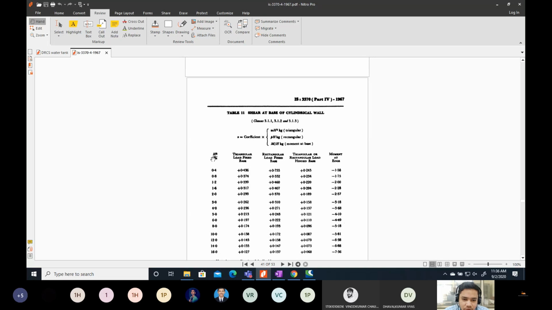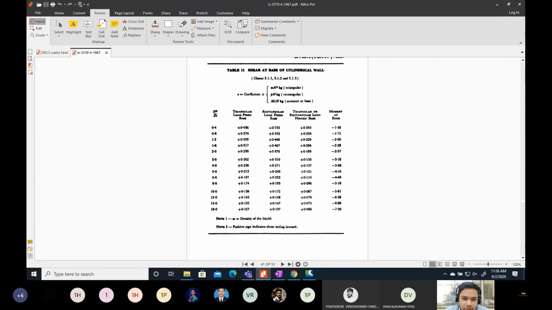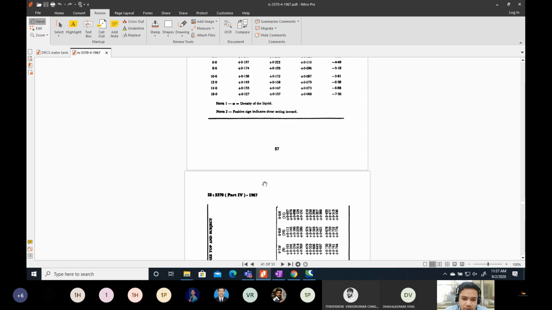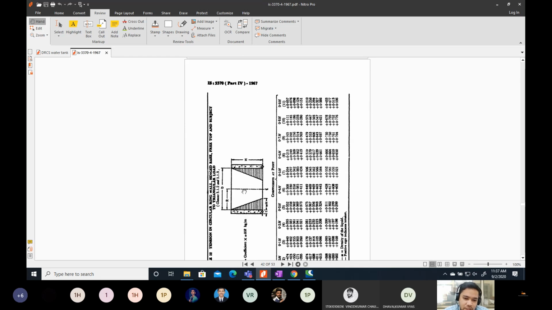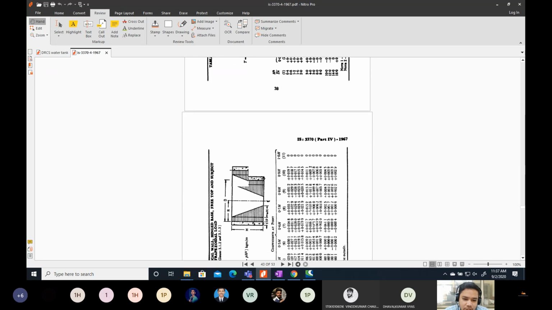So for different h square by dt ratio and for triangular loading, ours is a triangular loading. So we will be using the triangular load and fixed base. Similarly, triangular load with hinged base. So these two we will be using. So tables 9, 10, 11 are used whenever your circular tank is fixed at the base and free at the top. And in case your base is hinged, then table 12 and table 13 are used.